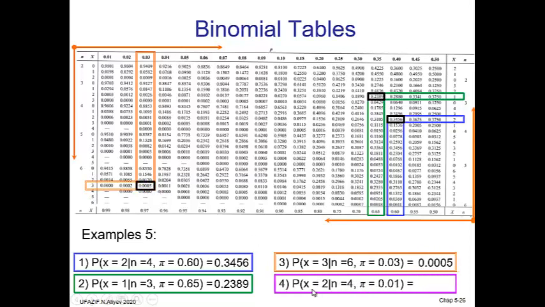Next one, x = 2 and n = 4, π = 0.01. See, 0.01 and 4, x = 2. The answer is 0.006.